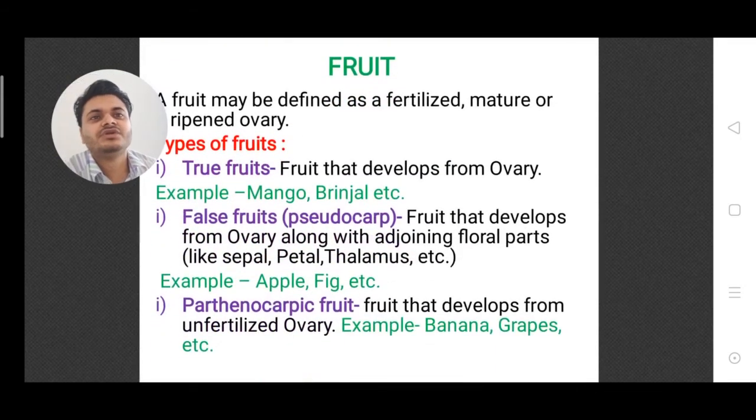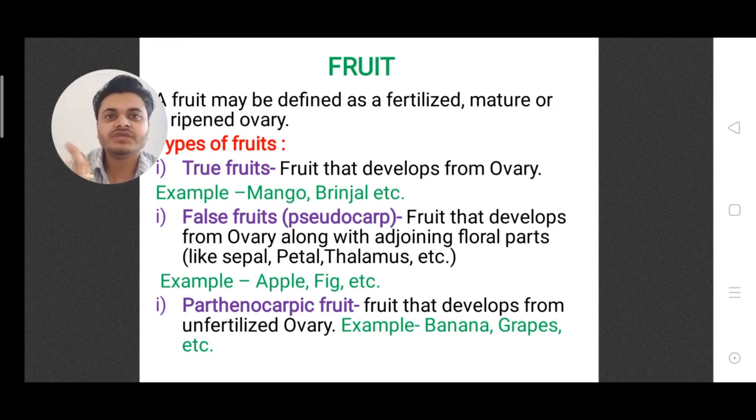Now what is fruit? See, a fruit may be defined as a fertilized, mature and ripened ovary. So there are different types of fruit. One is true fruit, another is false fruit or pseudo fruit, another is parthenocarpic fruit, clear? So what are true fruits? Those fruits that develop directly from the ovary, for example mango and brinjal, clear? And what are false fruits or pseudocarpic fruits? Fruits that develop from the ovary along with adjoining floral parts like sepals, petals, thalamus, clear?